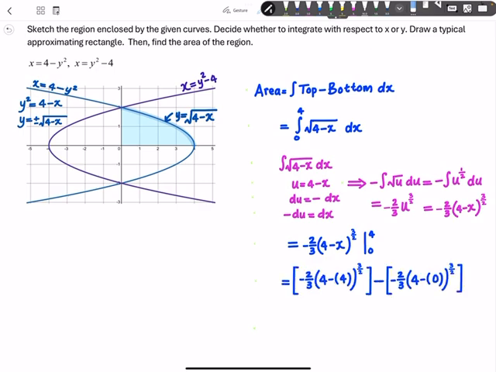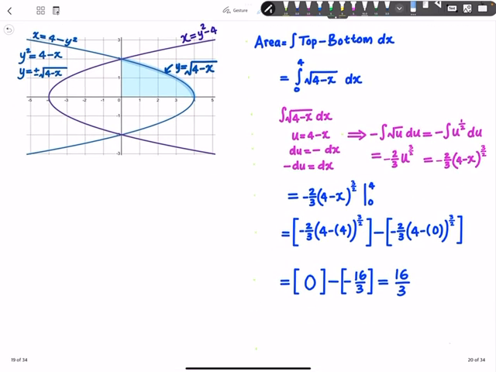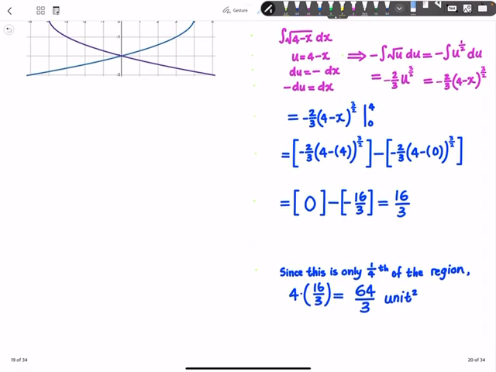So the fundamental theorem says we will plug in top minus plug in bottom. And again, at this point, just very methodically, go ahead and evaluate or plug into your calculator. I get 0 minus negative 16/3, which is going to give me positive 16/3. So the answer is almost the same as before. One more thing that we need to do: this is still 1/4 of the region. So to get the entire region, I would need to multiply the 16 over 3 by 4.